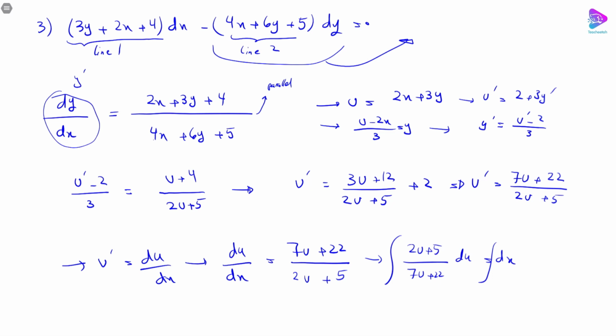So in the next session, we're going to go through the second case where the lines are cutting each other but they're not passing through the origin.